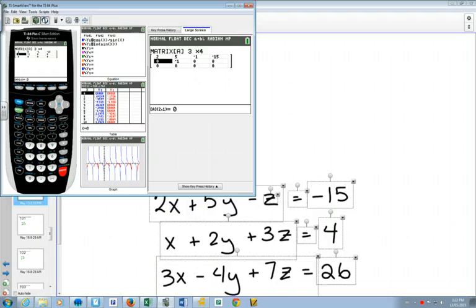1, 2, 3. Oh, did you switch? Did a lot of you switch row 1 and row 2? Okay, I'm going to just write it with the switched form. So 1, 2, 3, 4, 2, 5, negative 1, negative 15, 3, negative 4, 7, 26.